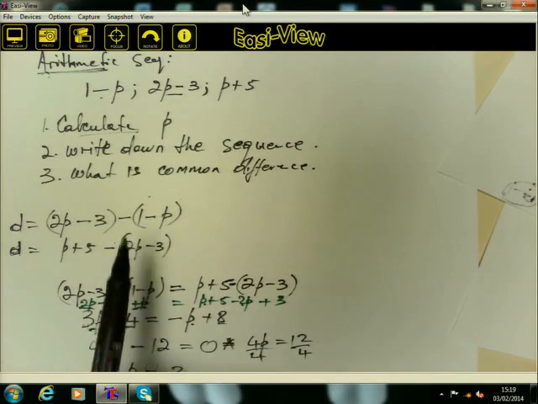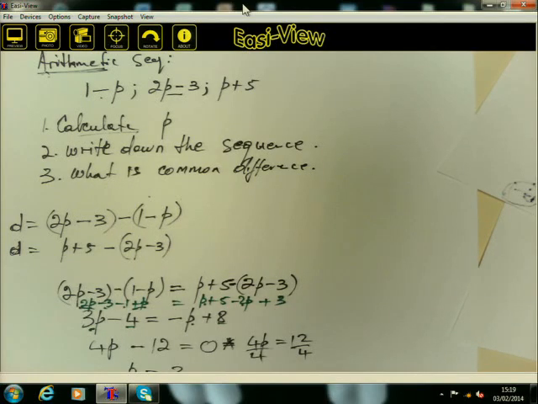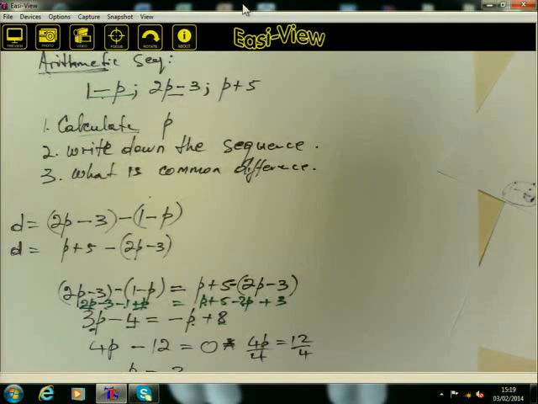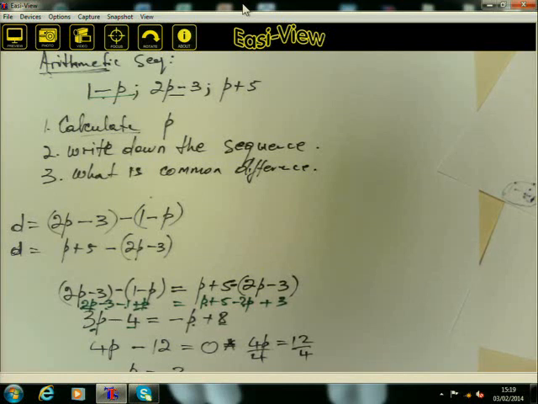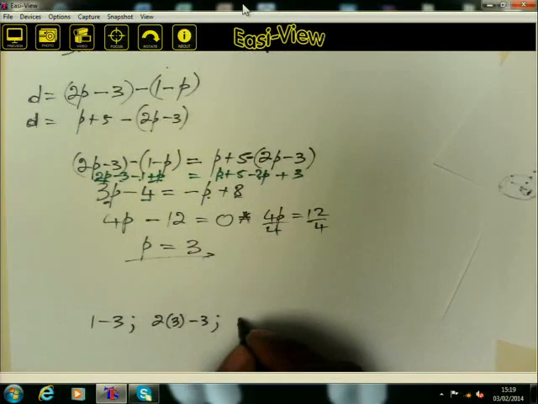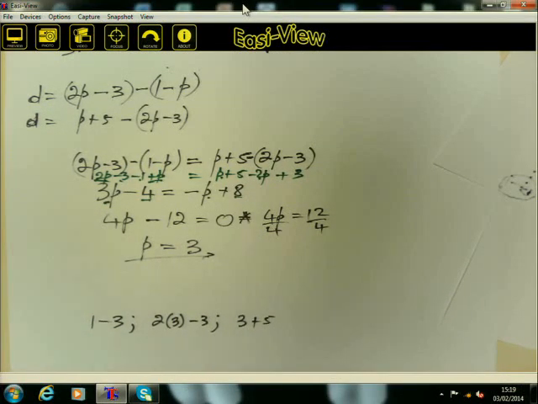And then the last one, to write down the sequence now, because the difference is there. The sequence is there, and the difference is there. The value of p, we take it from there. The first term will be 1 minus 3. The second term will be 2 times 3 minus 3. The third term will be 3 plus 5. Then our sequence will be that one. Then this gives us a minus 2. And then this is 6. 6 minus 3 is also 3.